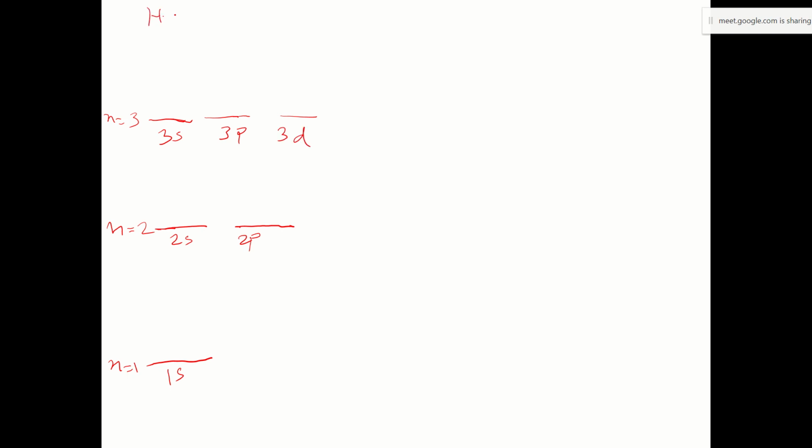So let me start with a blank slide here. What we learned yesterday: if you're talking about the hydrogen atom, you have n equal to 1, so the 1s orbital is here, then n equal to 2, 2s and 2p would be here, or we say that they are degenerate, and then n equal to 3, so you get 3s, 3p, 3d. This is the situation in the hydrogen atom.